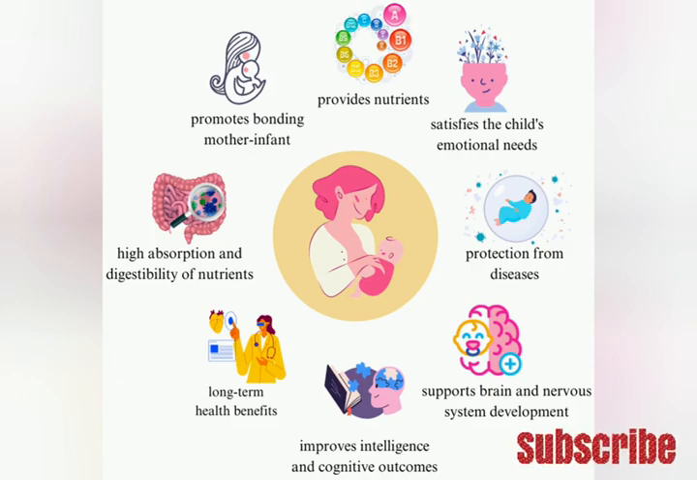Third, complementary feeding. At 6 months, babies need more nutrients, so we must add soft mashed foods like grains, vegetables, fruits, eggs, legumes, and meat. Feed small, frequent meals 3 to 5 times a day, and increase the variety as the child grows.